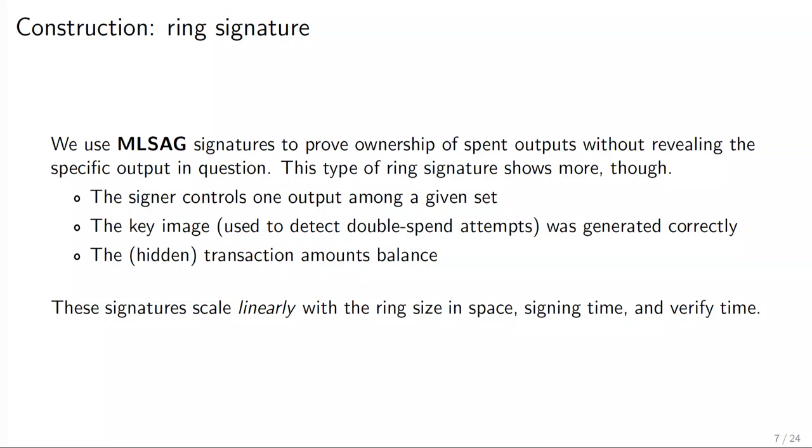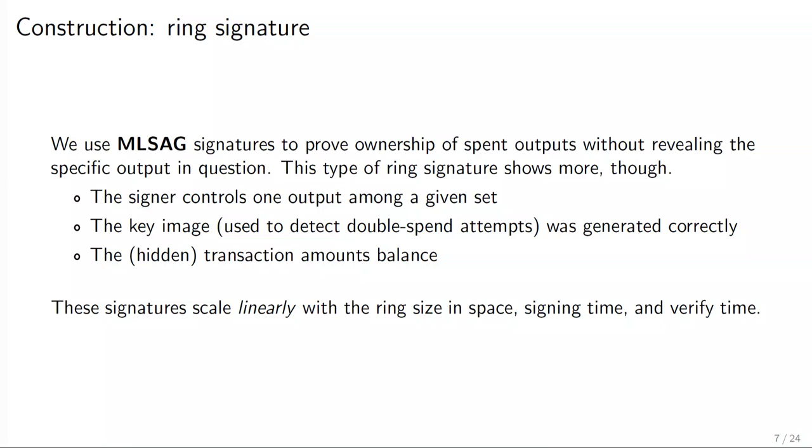We also need to prove that the key image that's used to detect double spending was generated honestly and correctly, so that I can't just generate some random key image that appears to have not been spent before when I'm really double spending. And the third thing is that the hidden transaction amounts balance, and it has to do with math on the Pedersen commitments that we talked about before.